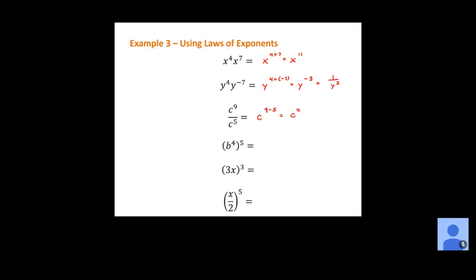Right. Now our next one, we have b to the fourth raised to the fifth power. So what are we going to do with our exponents this time? We're going to multiply. Good. So this is going to give us b to the 4 times 5, and so that becomes b to the 20th power. Any questions there?